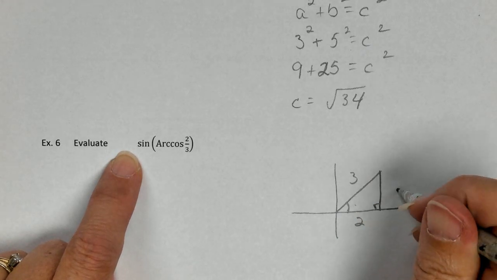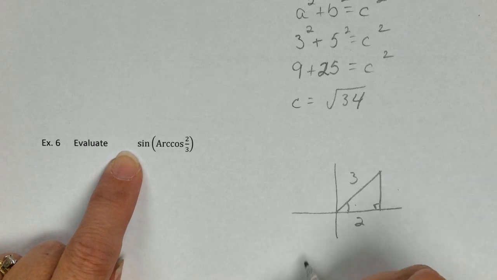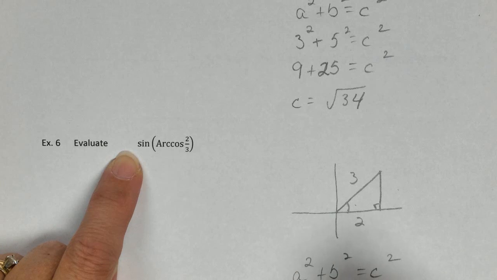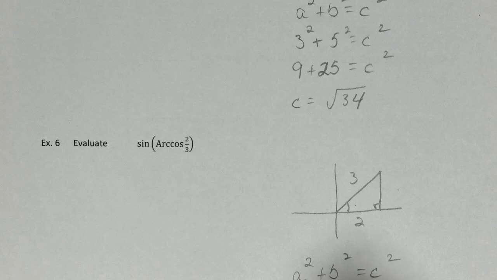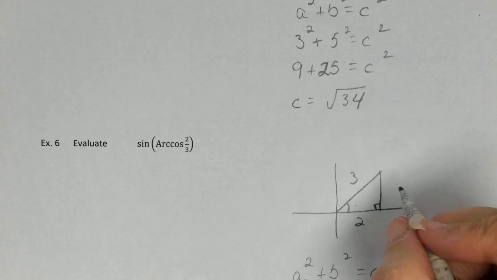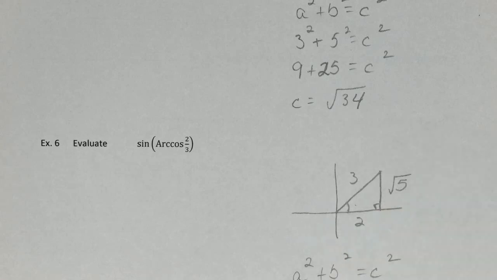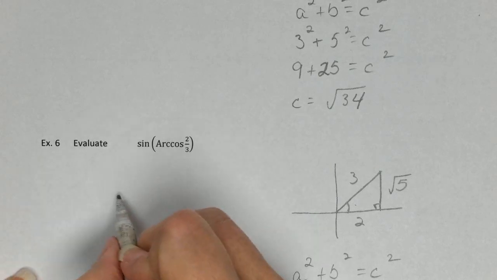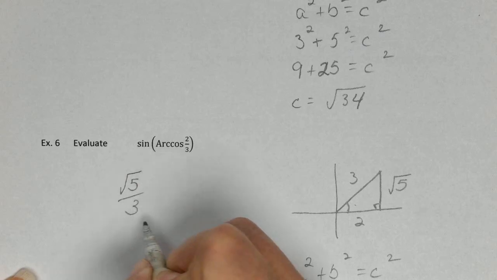So we need the opposite. So we're doing Pythagorean theorem again. A squared plus b squared equals c squared. 2 squared plus b squared equals 3 squared. So 4 plus b squared equals 9. Subtracting 4, b is going to be the square root of 5. Okay, so sine, opposite over hypotenuse, root 5 over 3.